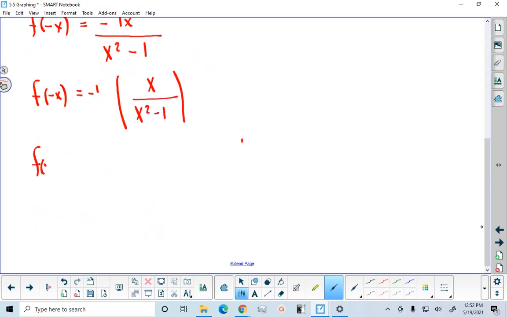And this is the original function. What does that mean? It means f of negative x is equal to negative 1 times f of x, and that is the definition of odd. So it has odd symmetry.